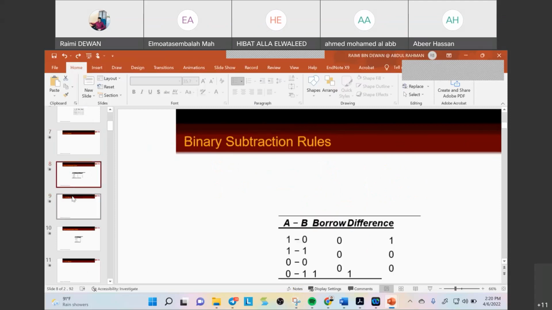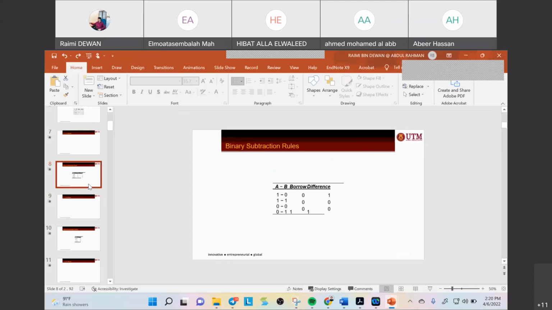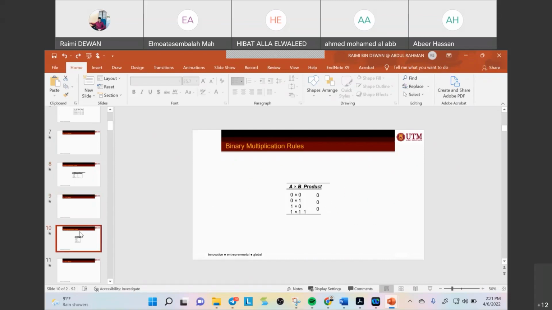What is happening here? Borrow and difference. It's different: if you are adding, you have carry and sum, but if you subtract, you have borrow and difference. So this is multiplication, pretty much straightforward. 0 times 0 is 0, 0 times 1 is 0, and so on.